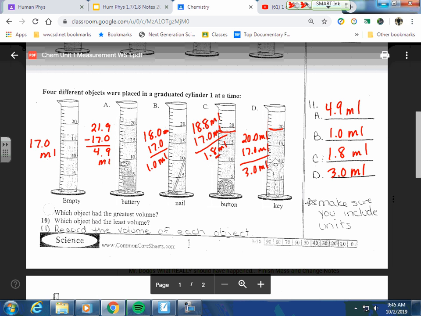So number 9, which object had the greatest volume? That would be the battery. And number 10, which object had the least volume? That would be the nail. All right. Record the volume of each object. We did. So that's how we do displacement.